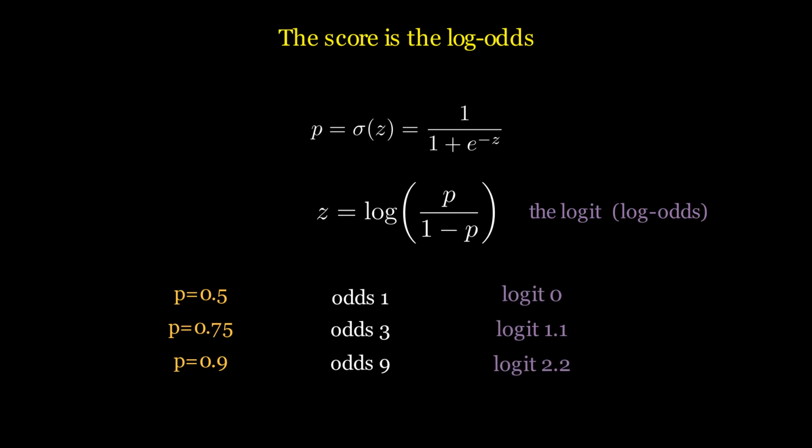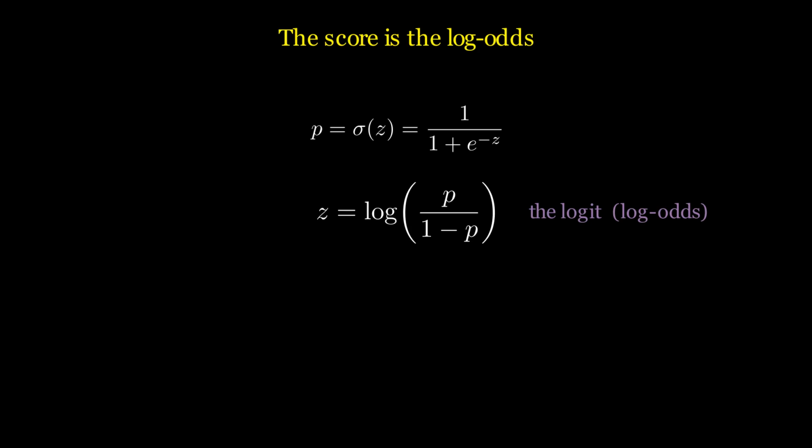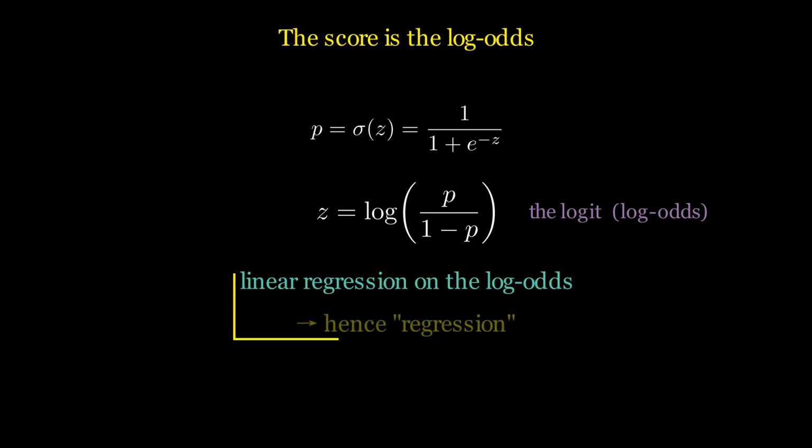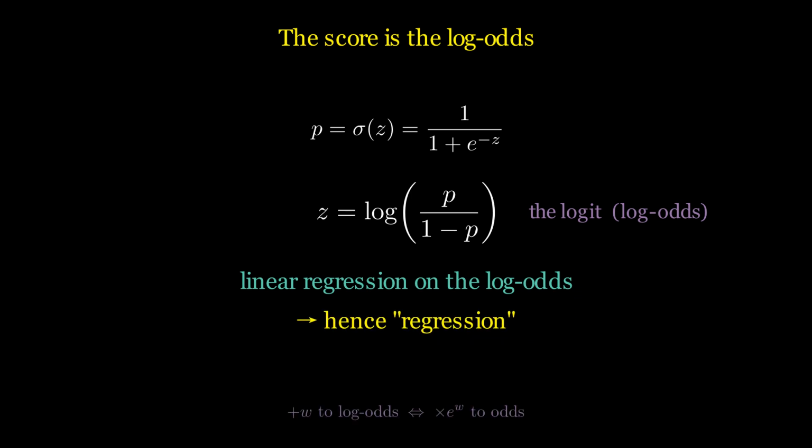As the probability climbs, the odds multiply and the log odds march up in even steps. And this clears up the most confusing thing about the name. It's called regression because, under the hood, it really is doing linear regression, just on the log odds instead of on the raw label, and only then squashing to a probability and thresholding to classify. Each weight shifts the log odds. e to that weight multiplies the odds.